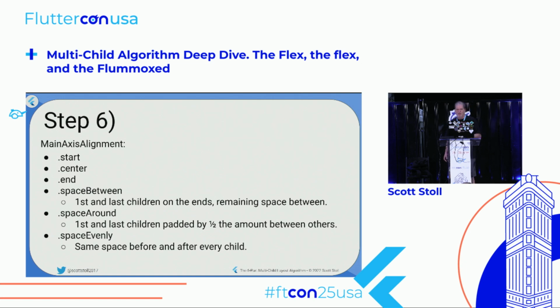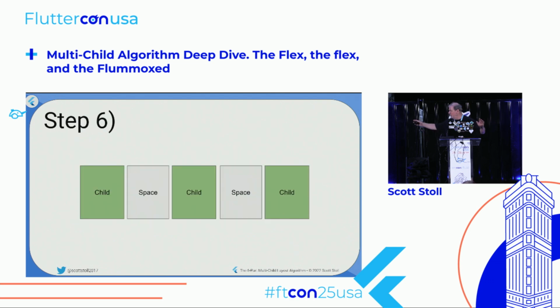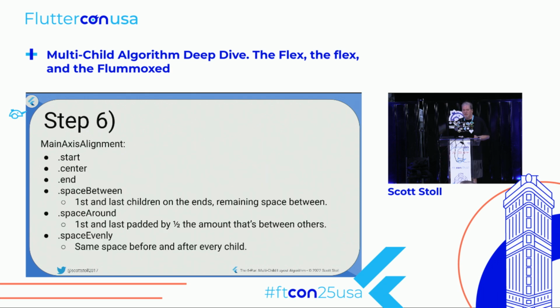Now let's take a look at space between. The first and last children on the ends, and then there's the remaining space in between. So the children themselves right here are placed on the ends, and then we divide the space up evenly among what is left. Now let's take a look at space around. The first and last children are padded by half the amount, and then between the others is a full amount.